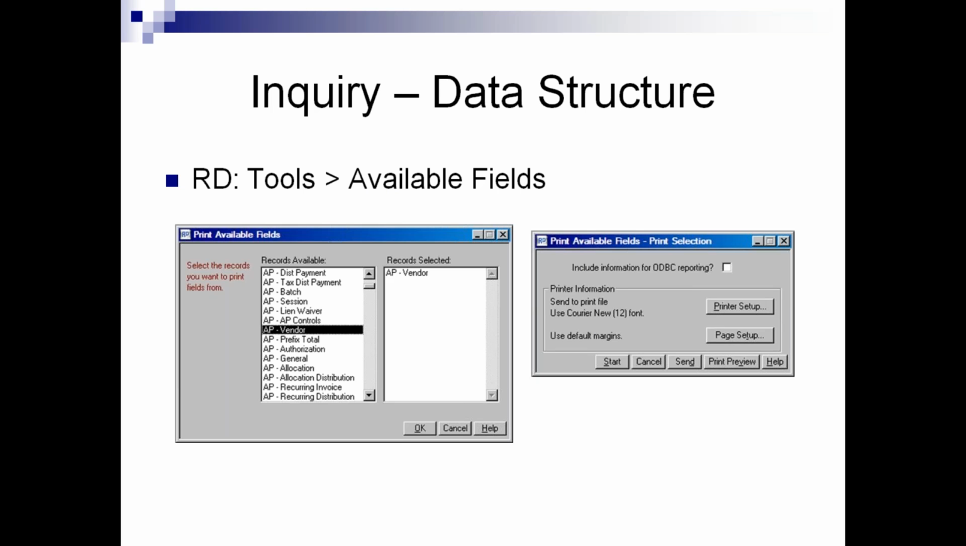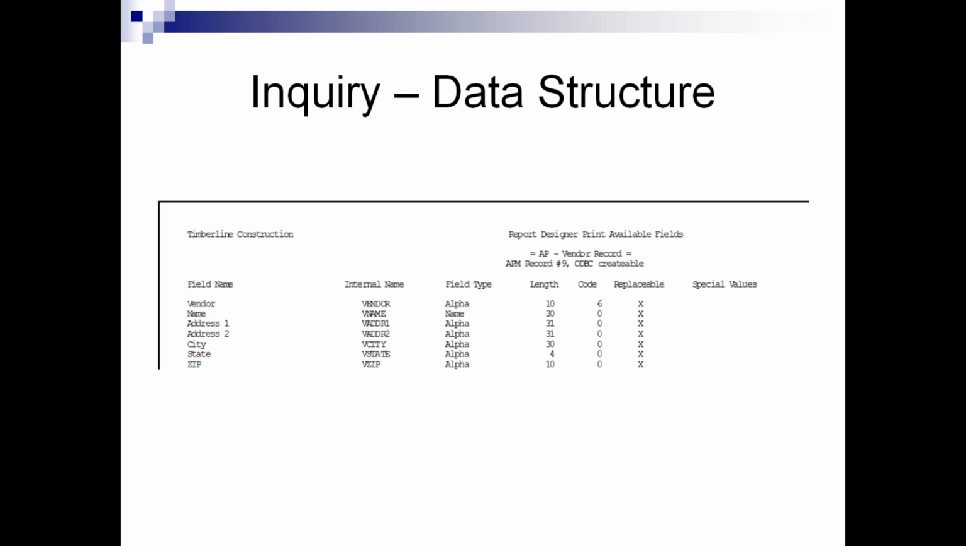If you might be working with Crystal, for an inquiry, you probably don't need that information. You'll just go ahead once you click OK on the Available Fields screen. Once you've selected the records you want to look at, you click OK, and then just click Print Preview or Start if you're going to print this to paper. And then it will give you a report printout here that shows you what those records are, fields are within that particular record.